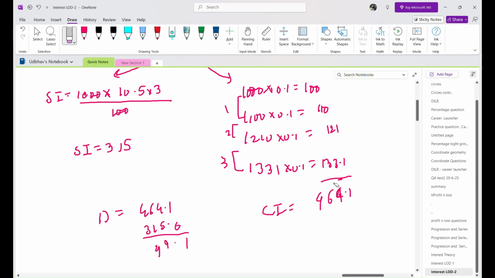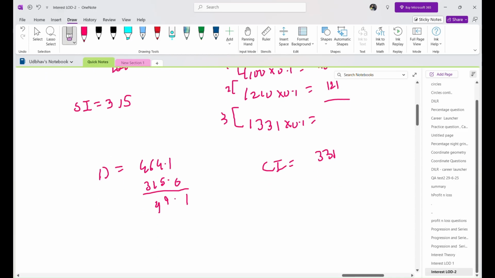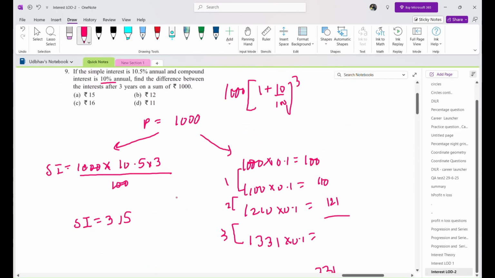I calculated the compound interest for more than 3 years, so that will be 331. Now only till here. So 331, which gives us 16.